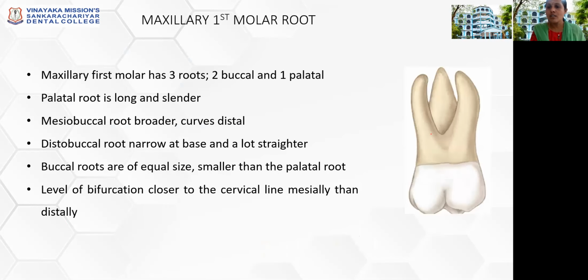As we already saw, the maxillary first molar has 3 roots: the mesiobuccal root, the distobuccal root, and the palatal root. The palatal root is long and slender, and the mesiobuccal root is broader and curves distally, and the distobuccal root is narrow at the base and almost straight. The 2 buccal roots are of the same height when compared to the palatal root, which is the largest, longest root. And the level of bifurcation is closer toward the cervical line mesially.